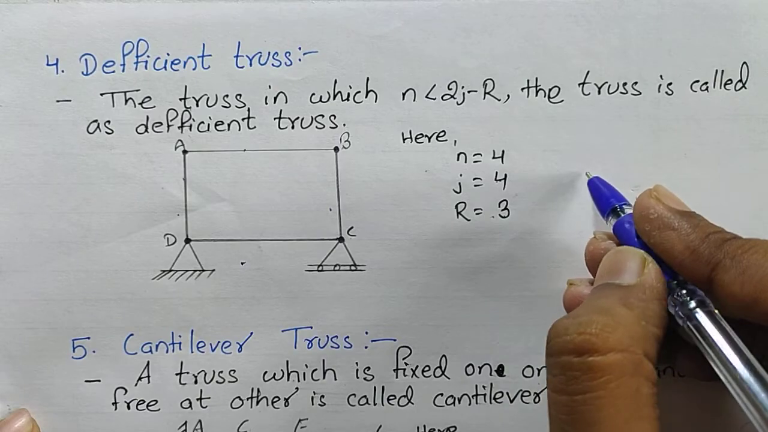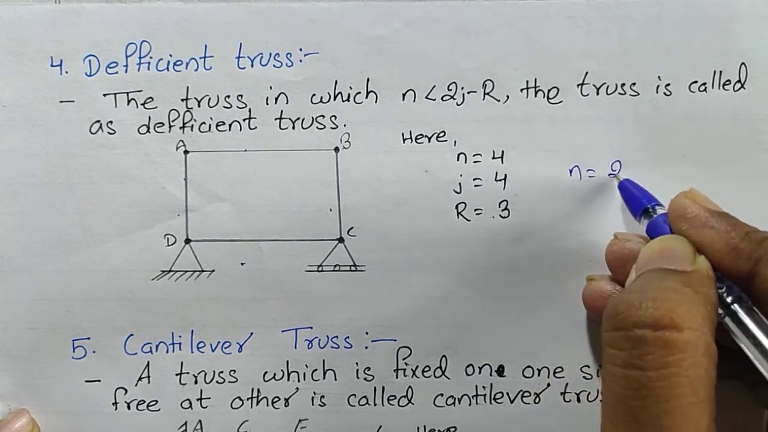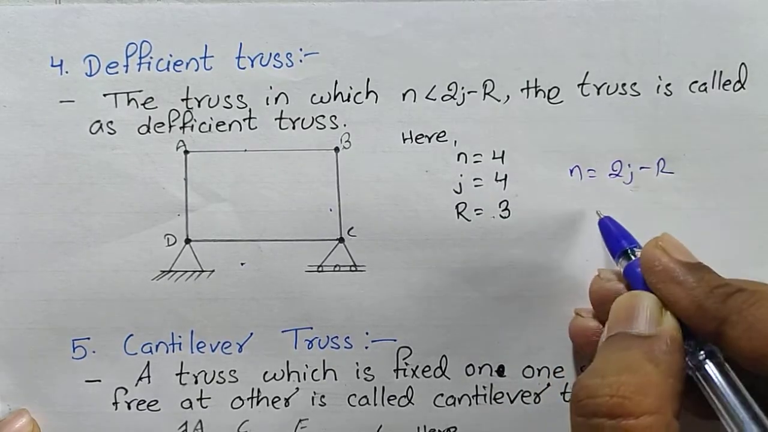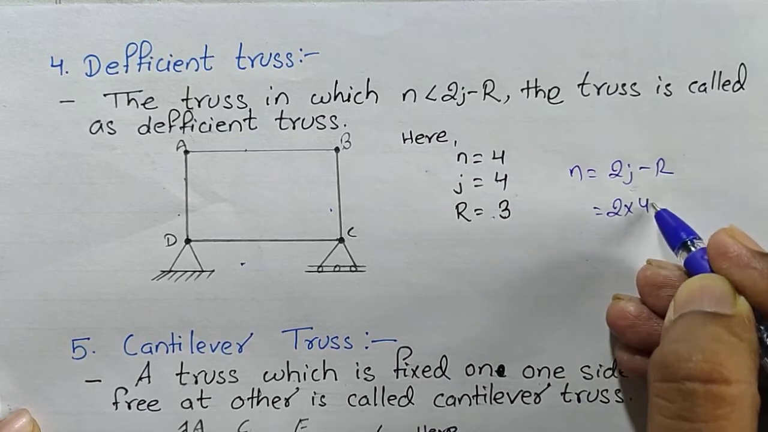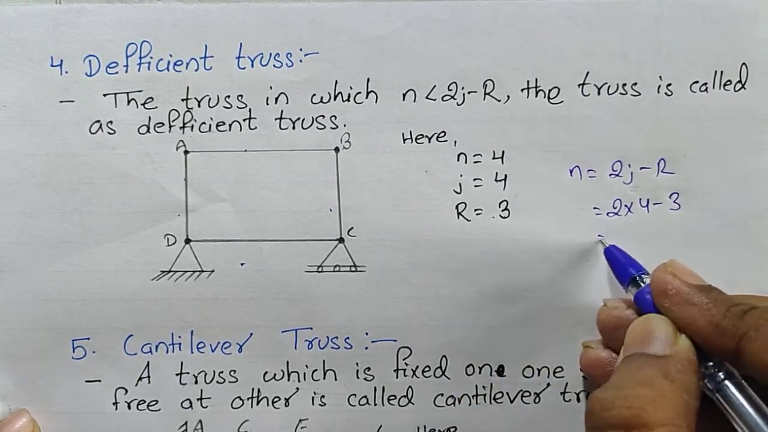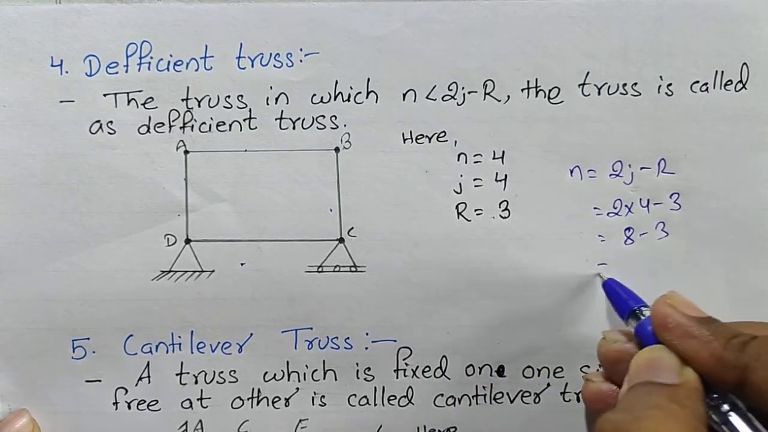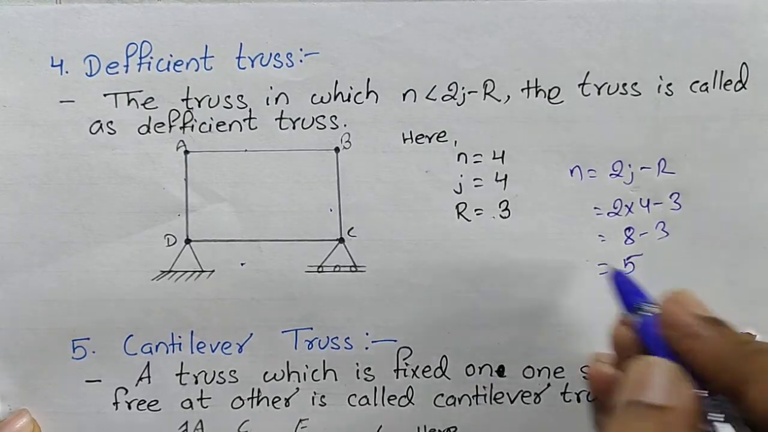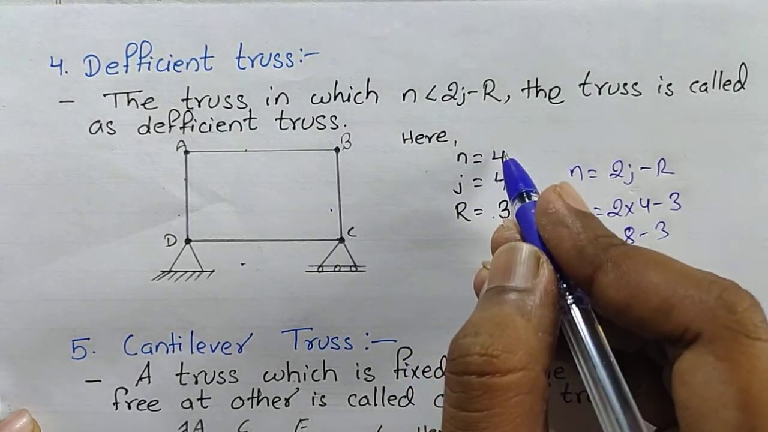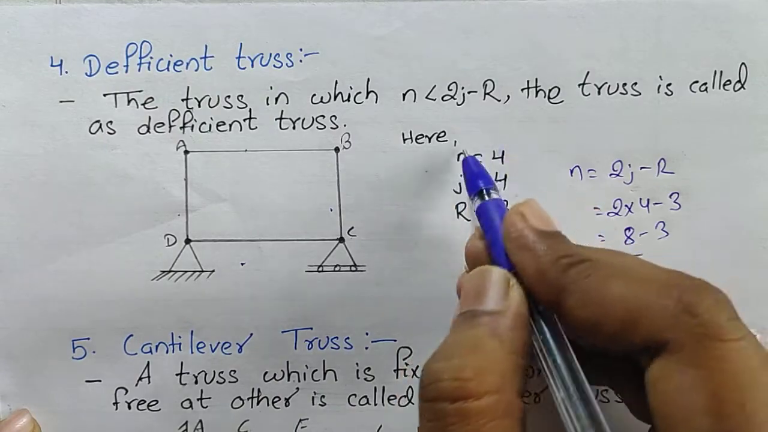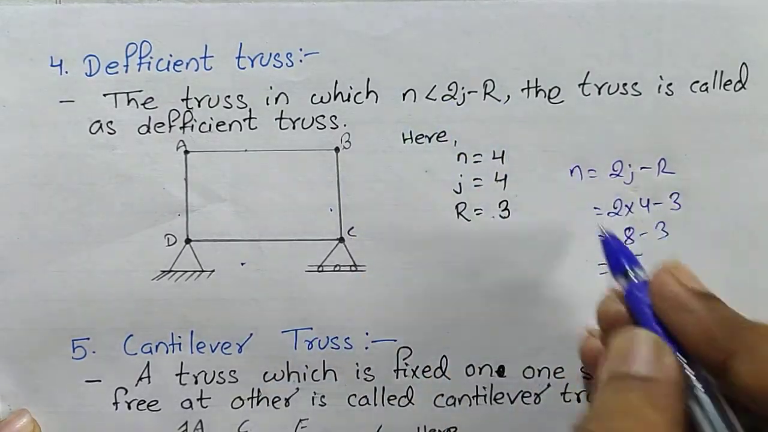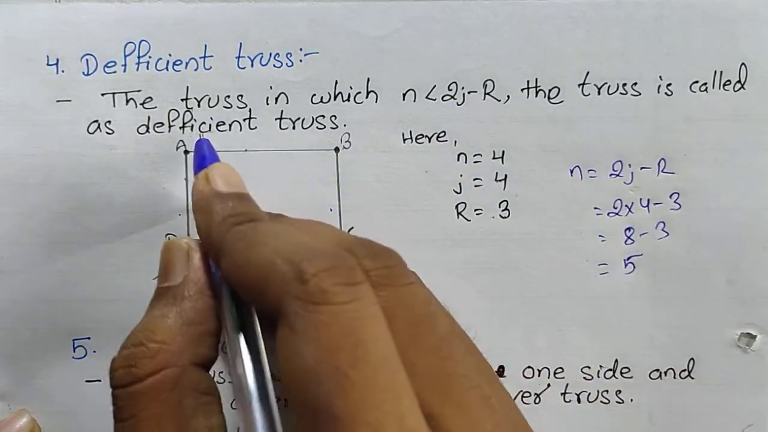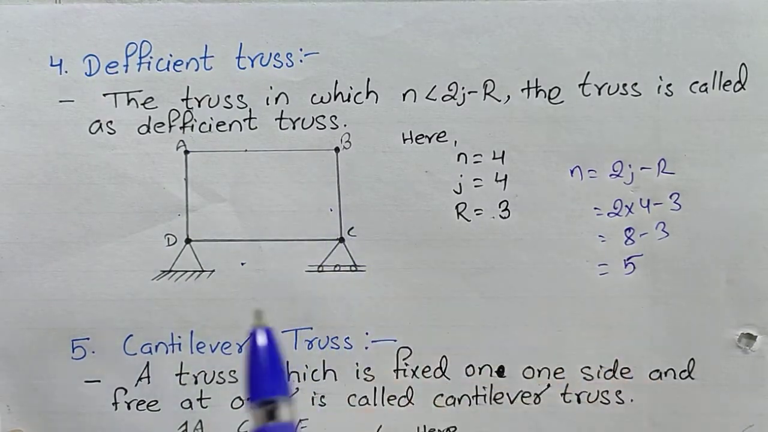Now apply the formula. We have n is equal to 2j minus r, so 2 into 4 minus 3, which will be equal to 8 minus 3 is equal to 5, and here 5 is greater than 4, meaning our n is less than 2j minus r, so such a type of truss is called a deficient truss.